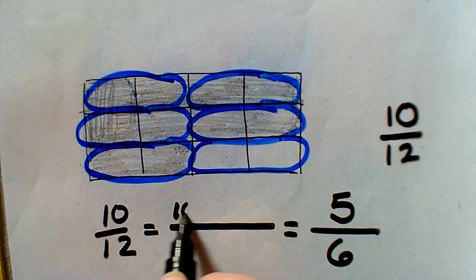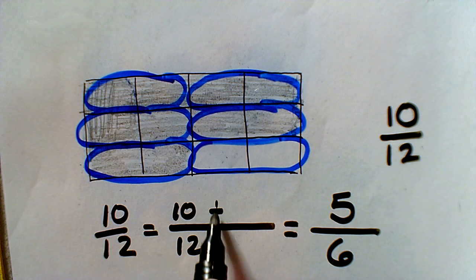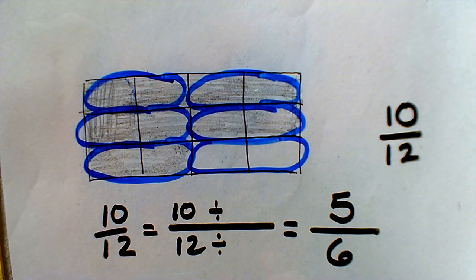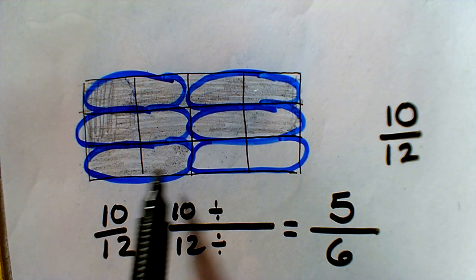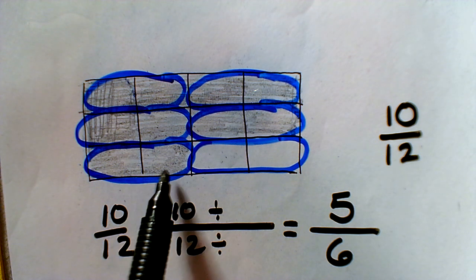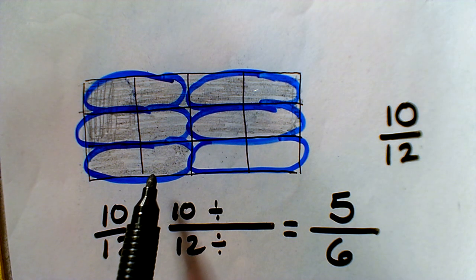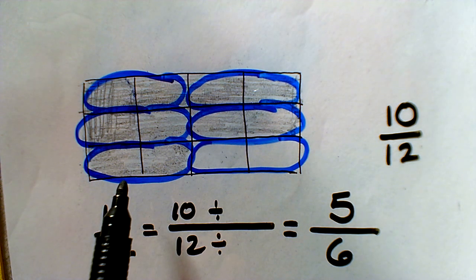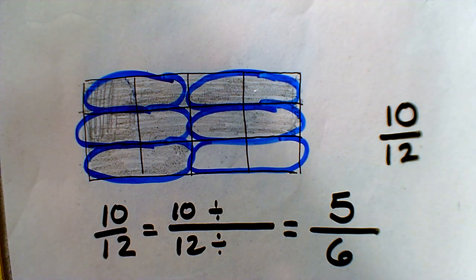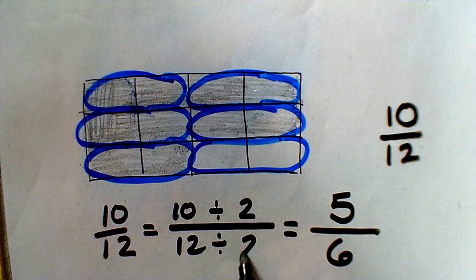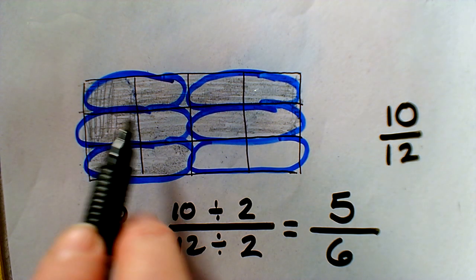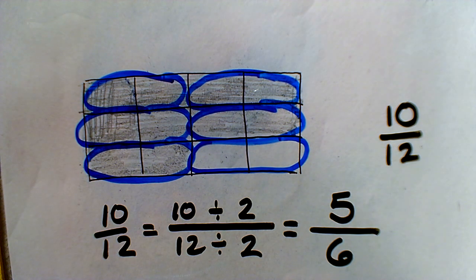And now again, we just copy over what we're starting with because we have to show what we did with it. And in this case, the number of pieces or parts that is in each of these groups was 2. We divided it into groups of 2. So we're dividing both by 2. There's 2 in here, 2 in there, 2 in there. And that's how we got to 5, 6. 10 divided by 2 is 5. 12 divided by 2 is 6.